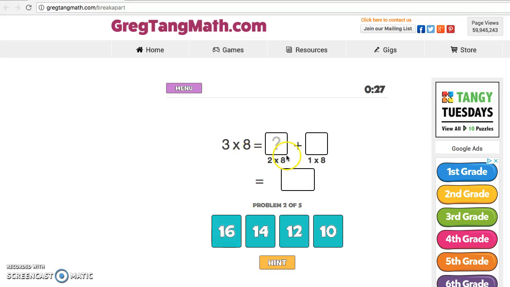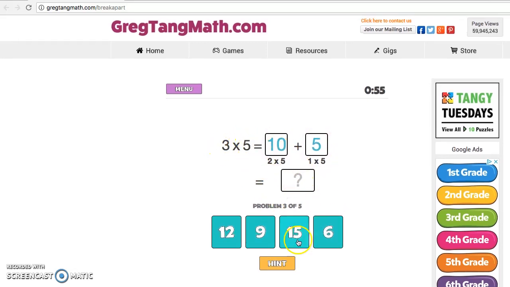2 times 8, doubles fact. 8 plus 8 equals 16. One group of 8 is 8. 3 times 8, or 16 plus 8, equals 24. 3 times 5 equals, here's our doubles fact, 2 times 5, or 5 plus 5, that is 10. Plus one group of 5, that's 5 more. 10 plus 5, or 3 times 5, equals 15.